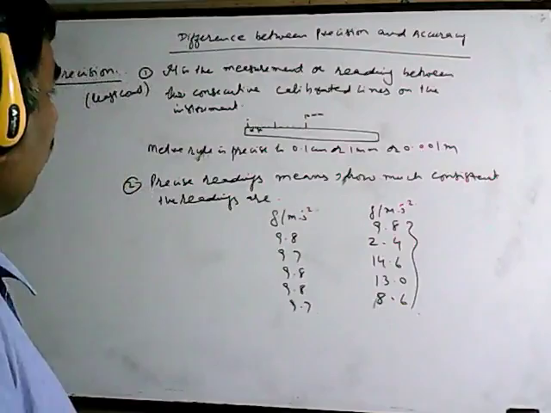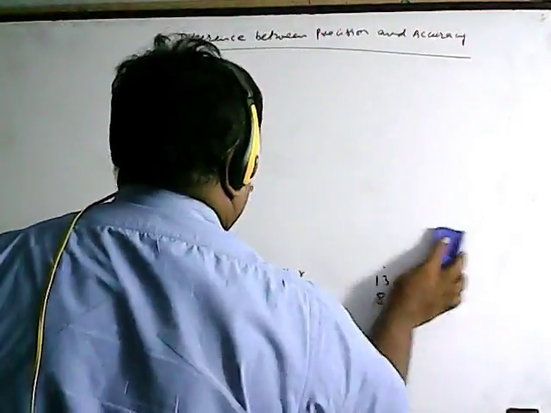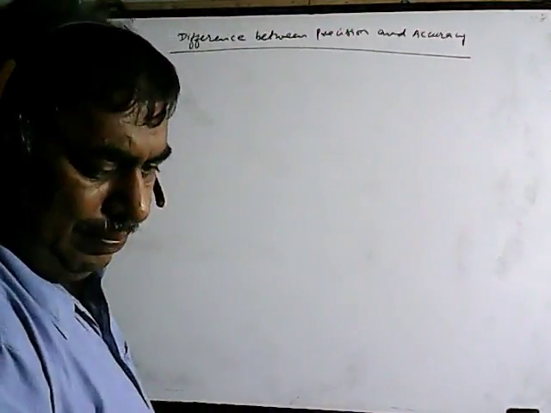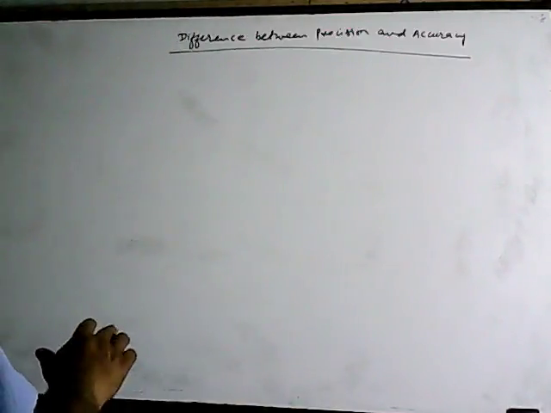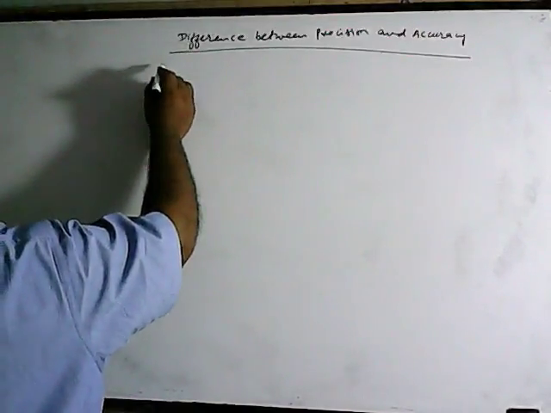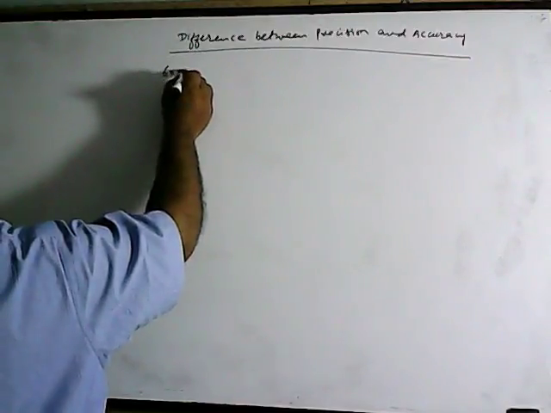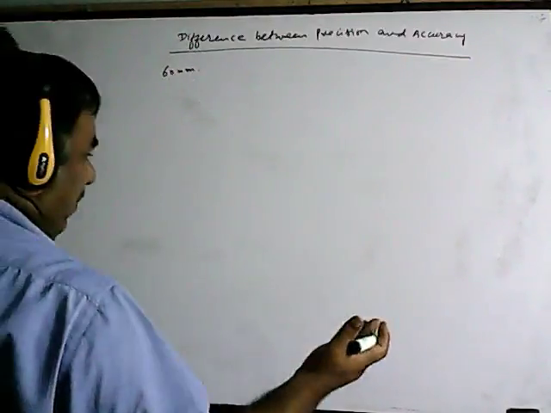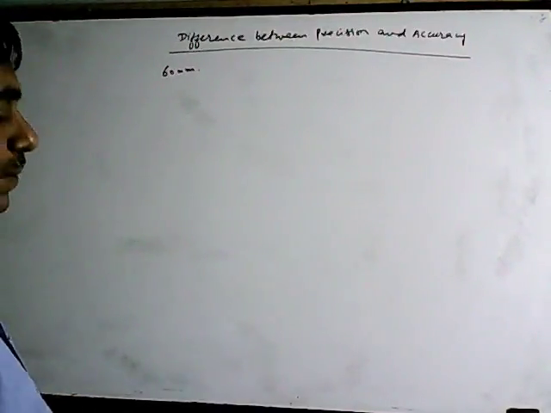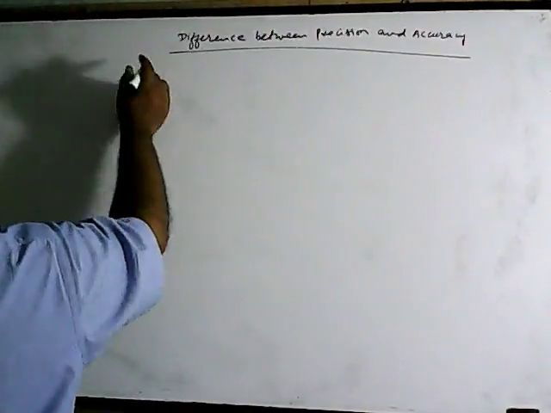Now let us see what accuracy is. Accuracy is also the same thing to some extent. For example, if I have recorded 60 millimeters with a meter rule, I will say the meter rule is accurate to 1 millimeter, because it can measure accurately to millimeters. That's the accuracy of the instrument.